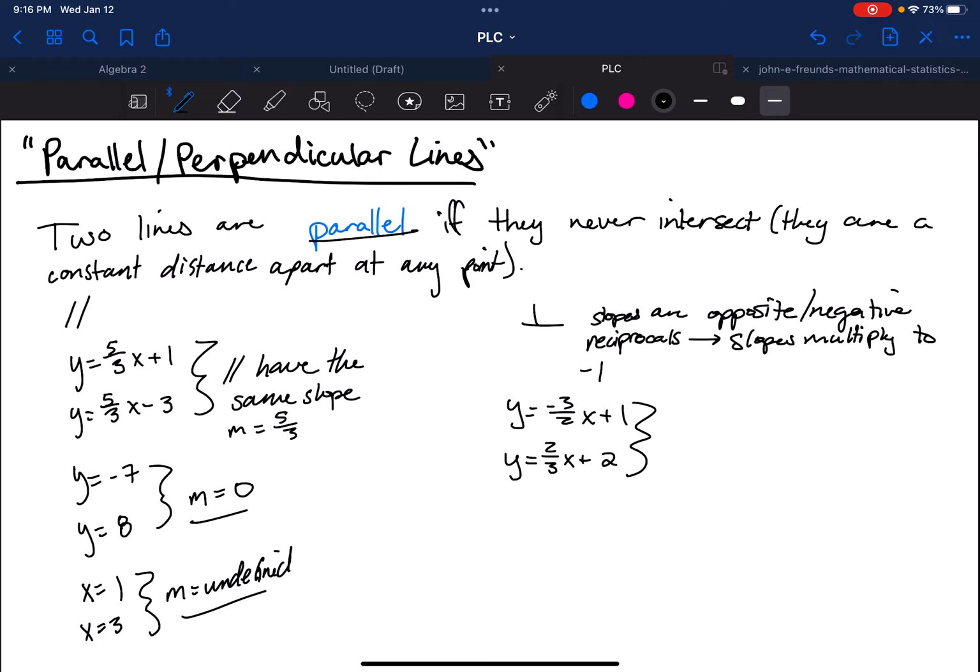These things would be perpendicular because -3/2 times 2/3 equals -1. So that's one example, y equals mx plus b form. Another example is if you get y equals 6, y equals any number, the perpendicular line to that is x equals a number, say -3.